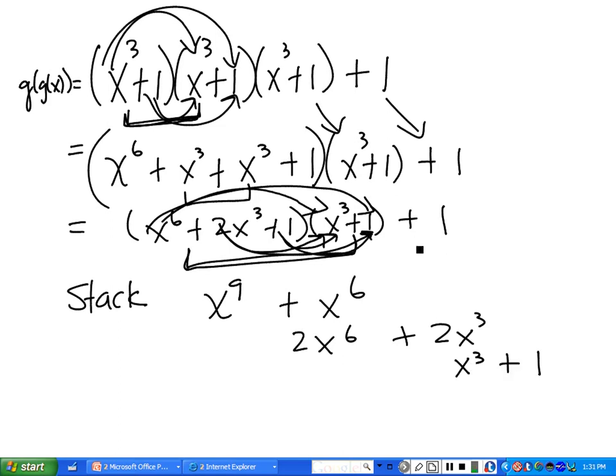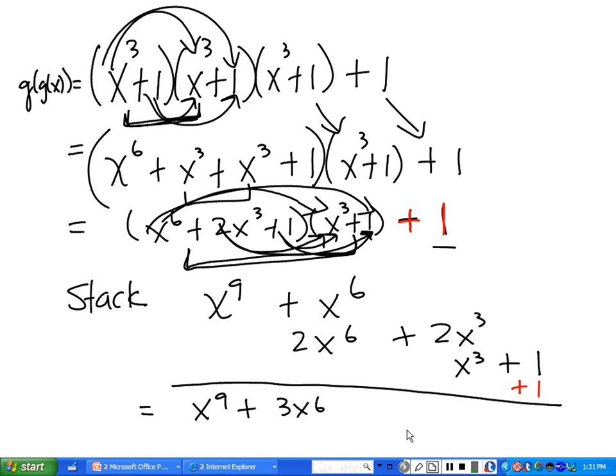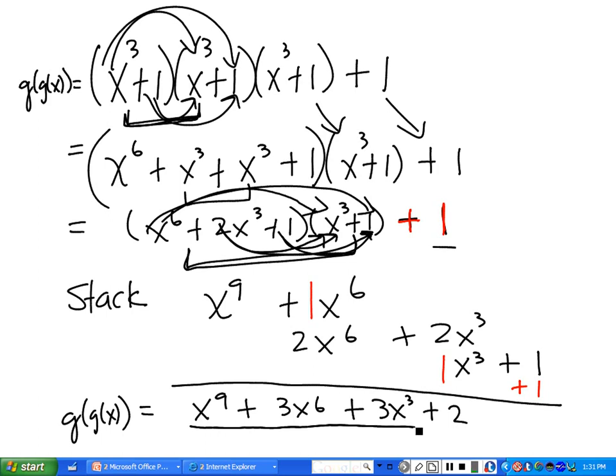And notice that we have this 1 as well. So let me color code that so you won't get confused. So this is a plus 1 out here. We really just need to add another plus 1 here. Okay, so what do we have? We have x to the 9 plus 3x to the 6, since this is understood as a 1x to the 6 here, plus 3x cubed, again that's a 1, plus 2, since 1 plus 1 is 2. So g of g of x is x to the 9 plus 3x to the 6 plus 3x cubed plus 2.